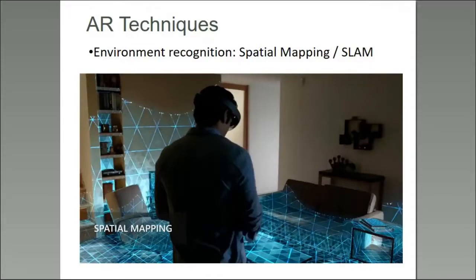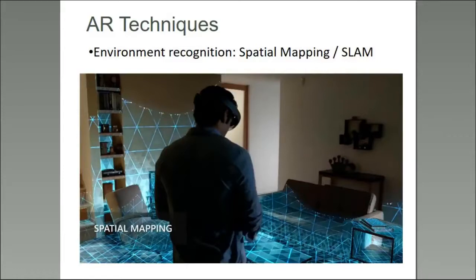Well, and maybe the best technique for augmented reality is the environment recognition through spatial mapping, or SLAM, which means simultaneous localization and mapping. This technique recognizes the real environment, not only unique objects, but the whole room or a complex plant in a factory.